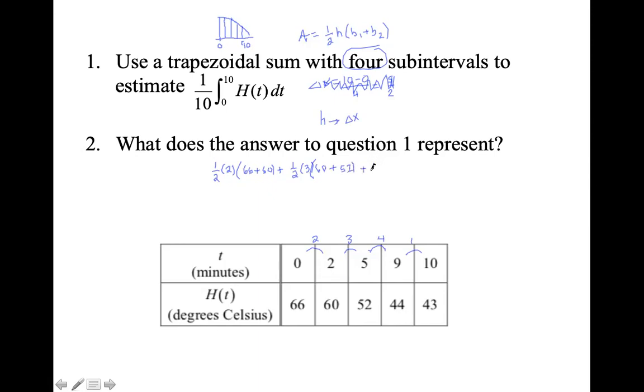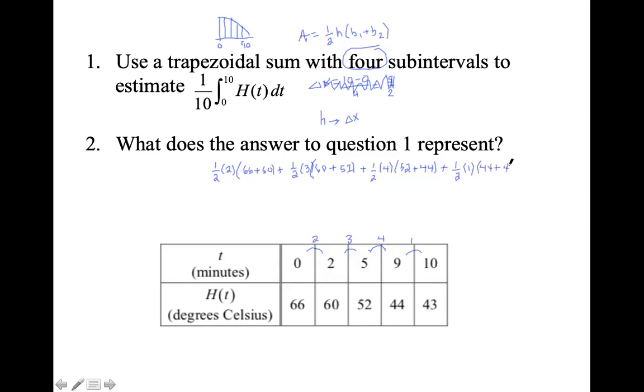Our third trapezoid, we have 1/2. Its width is 4. The bases this time are 52 and 44. And our last trapezoid, we still have our 1/2. This time the width is 1. Our height is 1. And our 2 bases this time are 44 and 43.